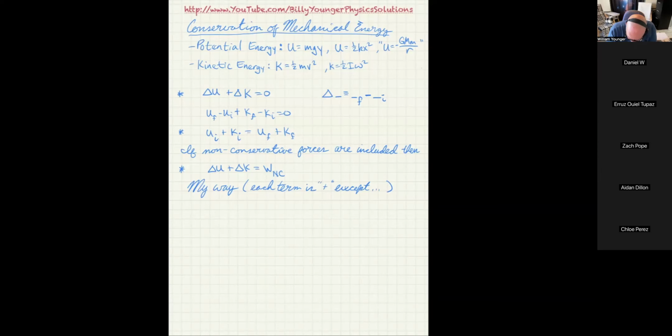But what I use is I say U initial plus K initial, plus work that you put into the system is equal to U final plus K final plus, here I include E loss. So basically, if you have any frictional forces or other types of dissipative forces, but generally just frictional forces, you can sum them all up, make sure they're positive, and put them right there in that E loss term, and that will take care of it.